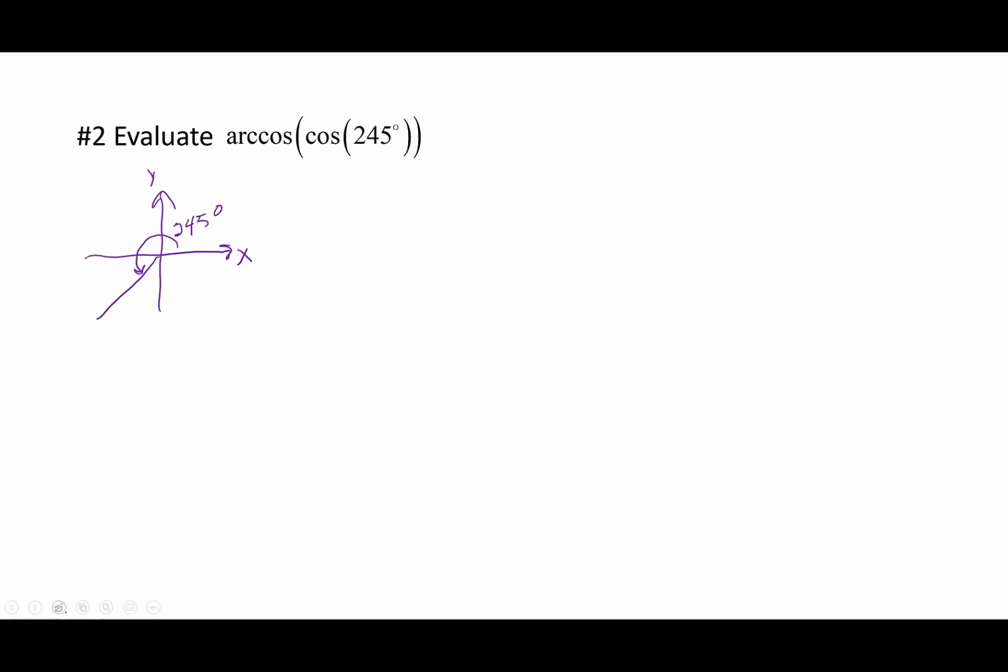Let's see if we can figure out what the reference angle here is. Well, to find the reference angle, I'd do what? I'd take 245 degrees minus 180 degrees, and that would give 65 degrees, it looks like. So we have a reference angle of 65 degrees. If I'm trying to find the arc cosine of the cosine of 245 degrees, I need to be in the quadrant, and this is going to be a negative value here. So in quadrant 3, the cosine is negative.